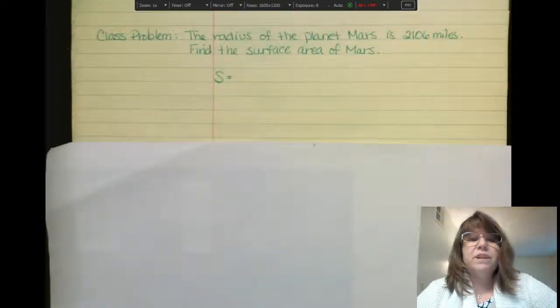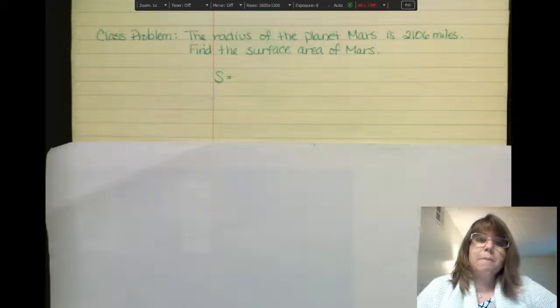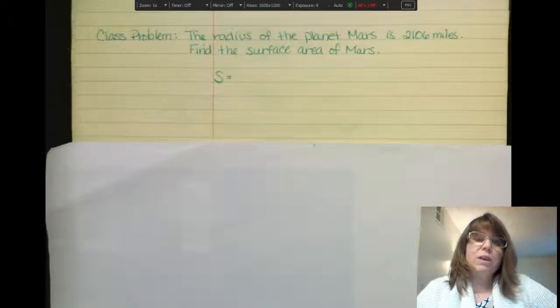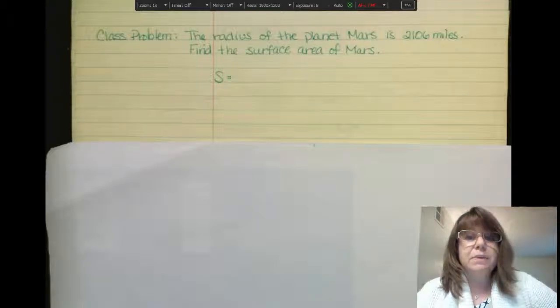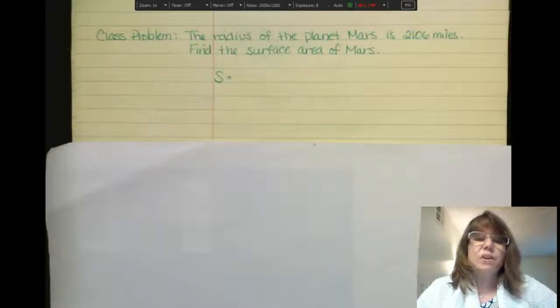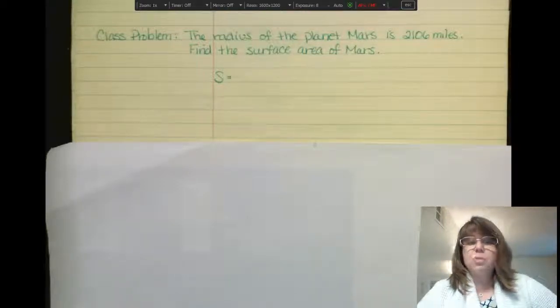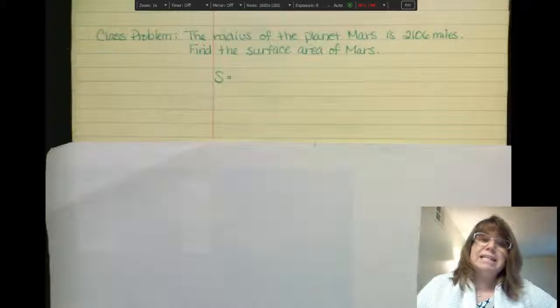Now, going through the video, knowing what you know, here's your class problem for this video. The radius of the planet Mars is 2,106 miles. What would the surface area be of Mars? Consider Mars as a sphere, not a perfect sphere, but we'll treat it as a sphere with the radius of 2,106 miles. So that's your class problem to turn in the next class session.